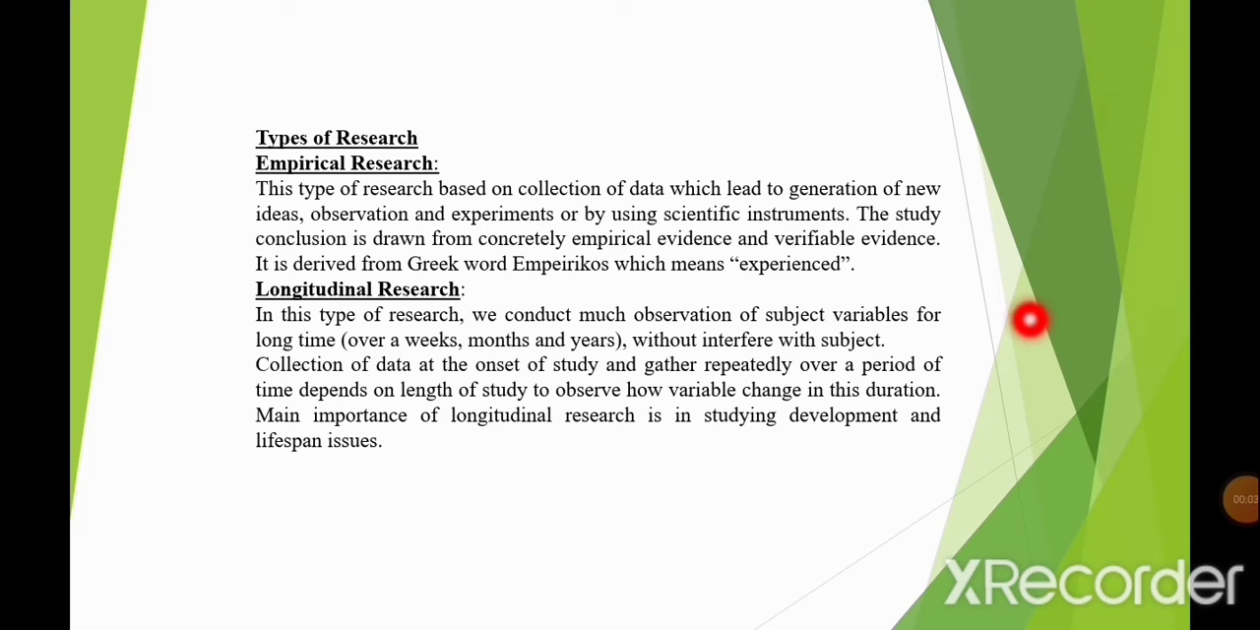The next is longitudinal research. As the name shows, it involves repeated observation of the same variable over a long period of time, often many decades. It means the time may be months or decades, but the remaining circumstances will be the same.